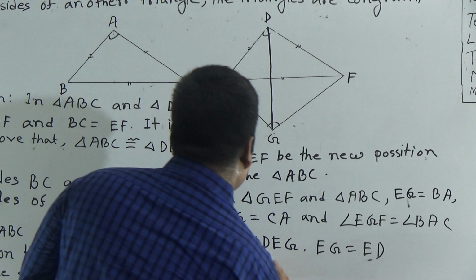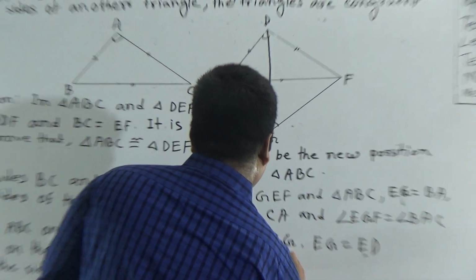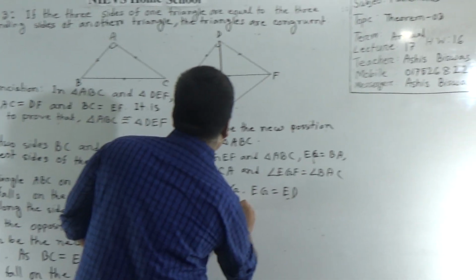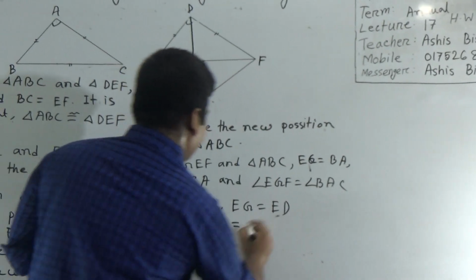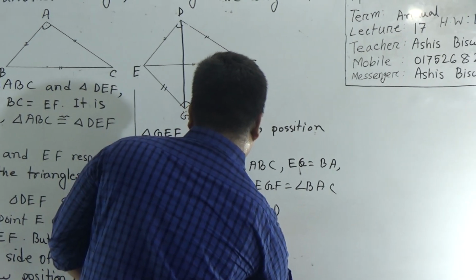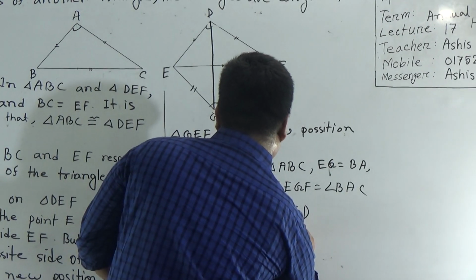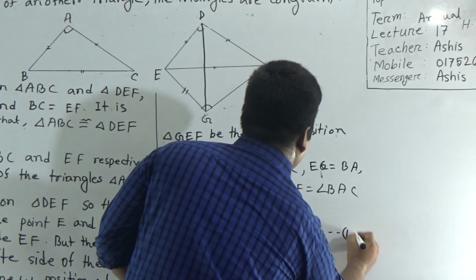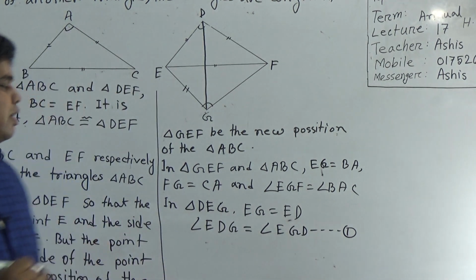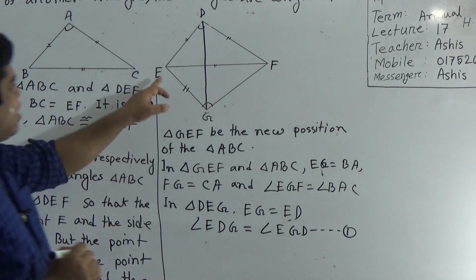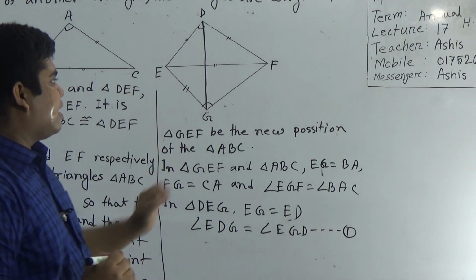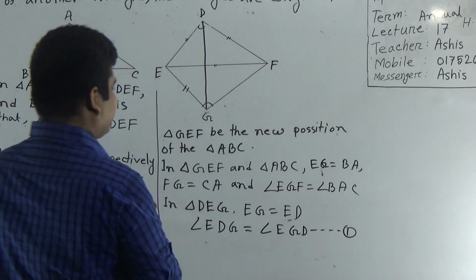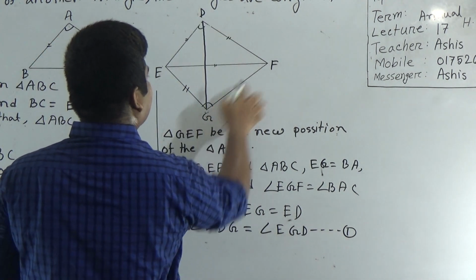Now we write angle EDG equal to angle EGD. I give here equation number 1. My dear students, EDG triangle done. Then we shall consider the triangle DGF.